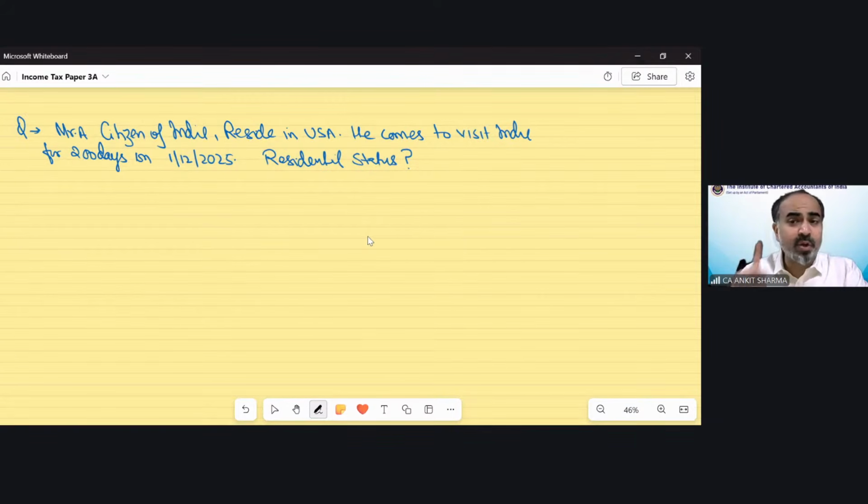Let me tell you before applying the provision, you need to always please check whether it's a category A question or category B question. Then go further to find out the residential status. Please, it's a request. Before applying the condition, find out if it's a category A question or category B question.